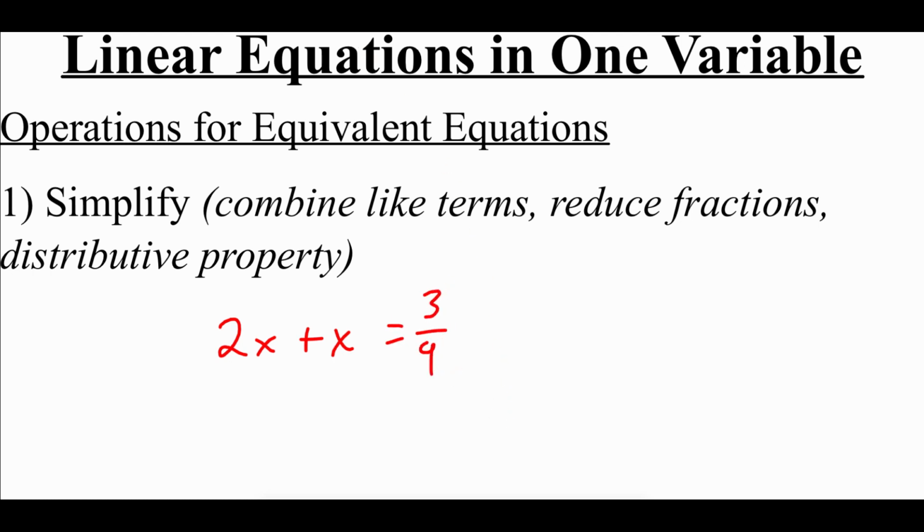There's actually two rounds of simplifying that can happen here. On the left-hand side, we've got like terms. We've got 2x plus x. We can combine those to get 3x. On the right-hand side, we've got a fraction that we can reduce down. We've got 3/9, and each one of those numbers is divisible by 3. So we can divide that 3 out of there to get 1/3. Okay, so that's simplifying.